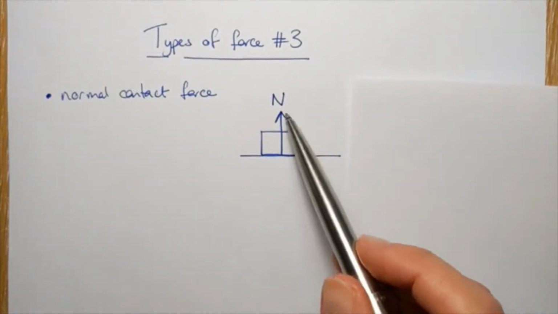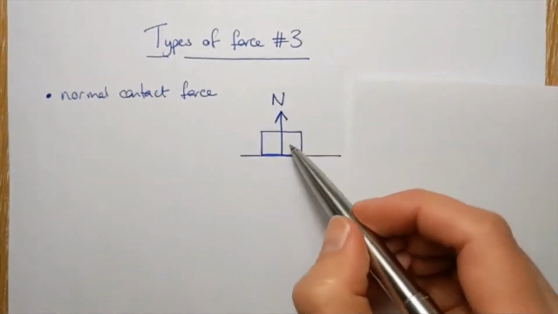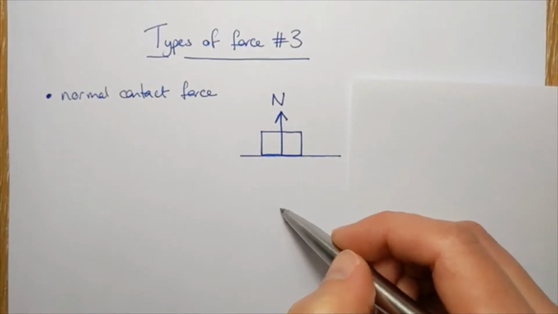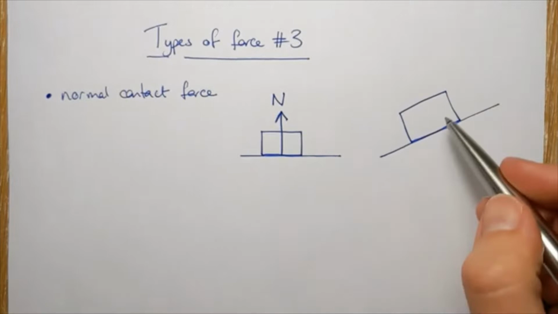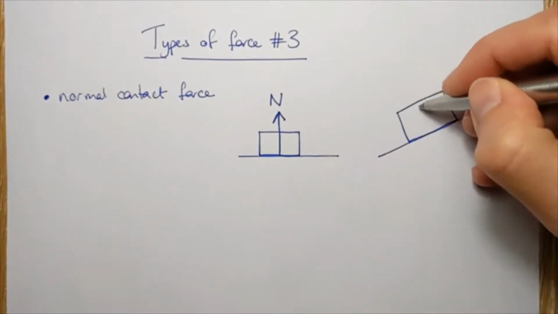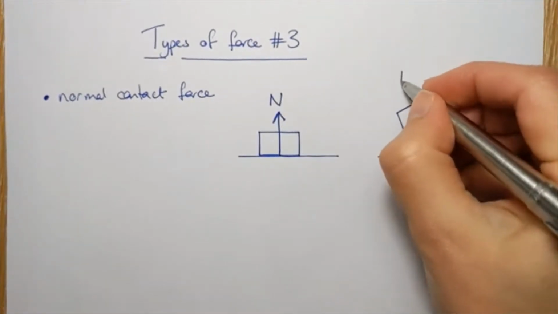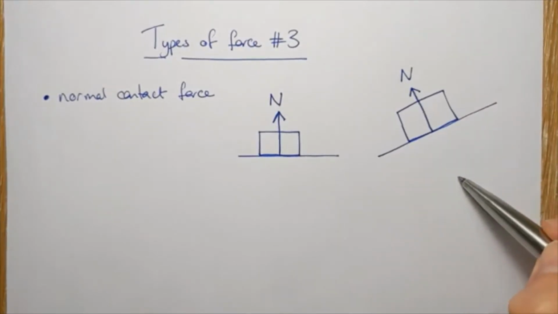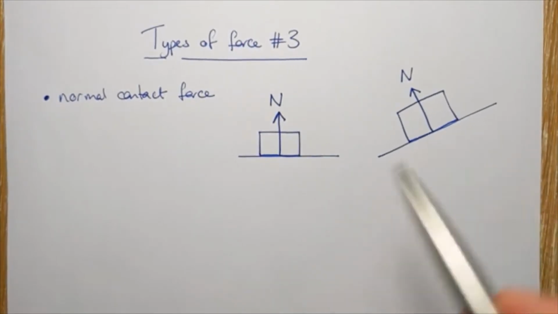So here's the normal contact force exerted by the ground on the block, and by Newton's third law, the block exerts a normal contact force of the same size downwards on the surface. The 90 degree part of this is more obvious when you've got an object on a slope. So here, the force on the block is in that direction, still 90 degrees to the surface exerting it, and the block exerts a normal contact force in this direction, 90 degrees to its bottom surface there.